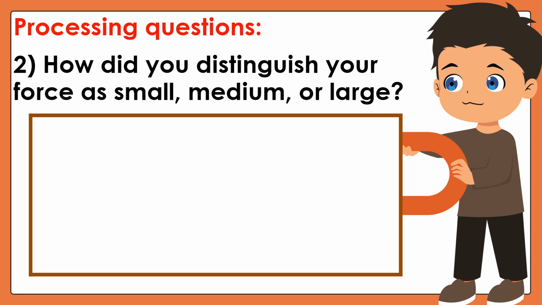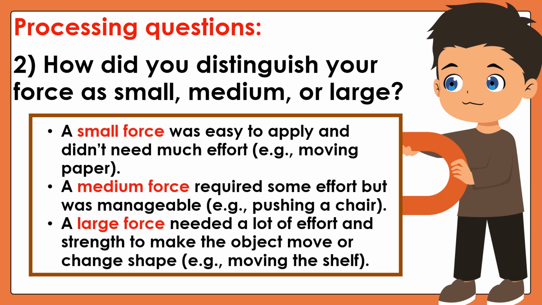Second, how did you distinguish your force as small, medium, or large? The answer, a small force was easy to apply and didn't need much effort. Example, moving paper. A medium force required some effort but was manageable. Example, pushing a chair. A large force needed a lot of effort and strength to make the object move or change shape. Example, moving the shelf.